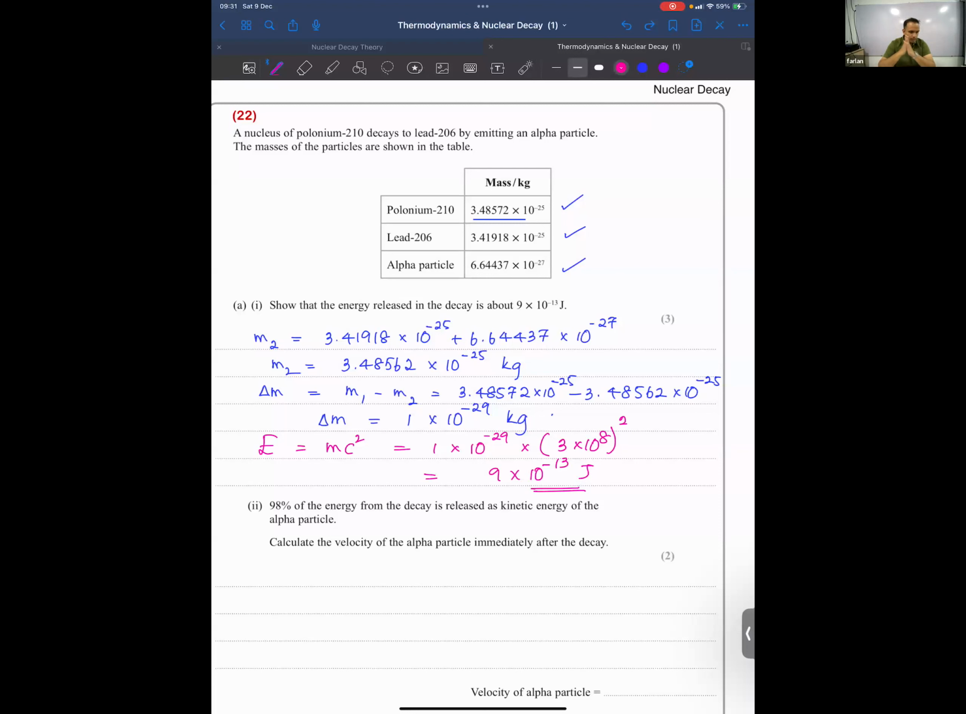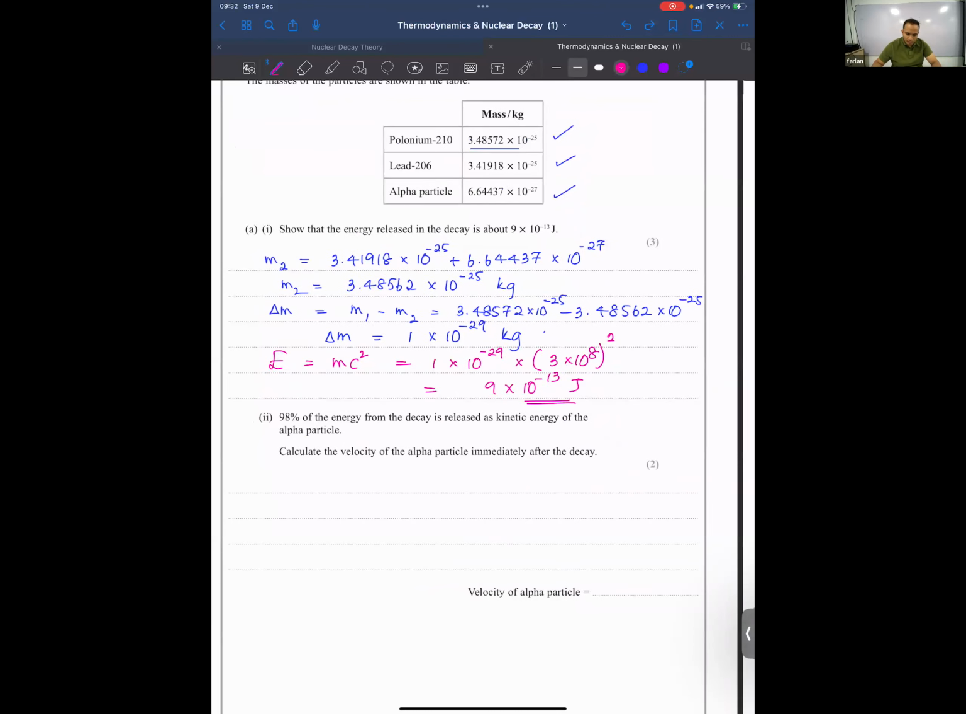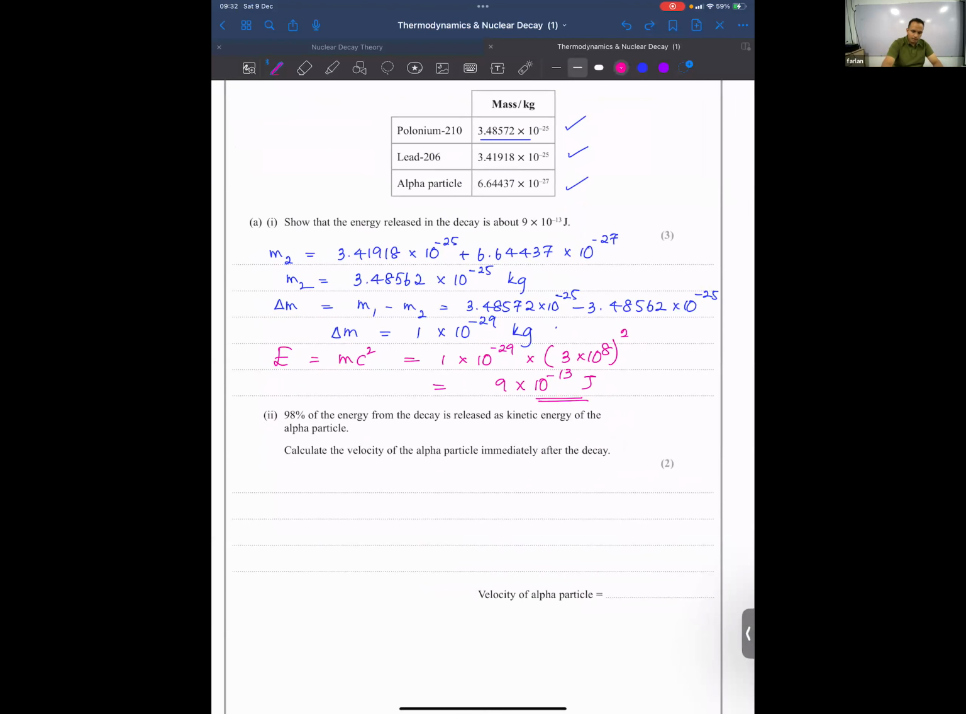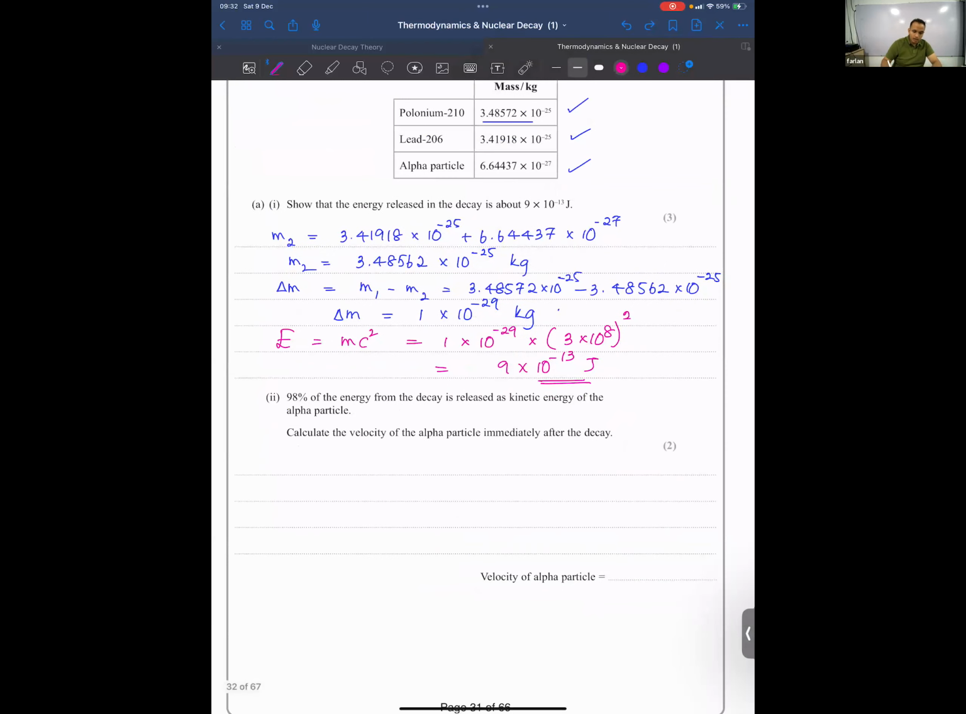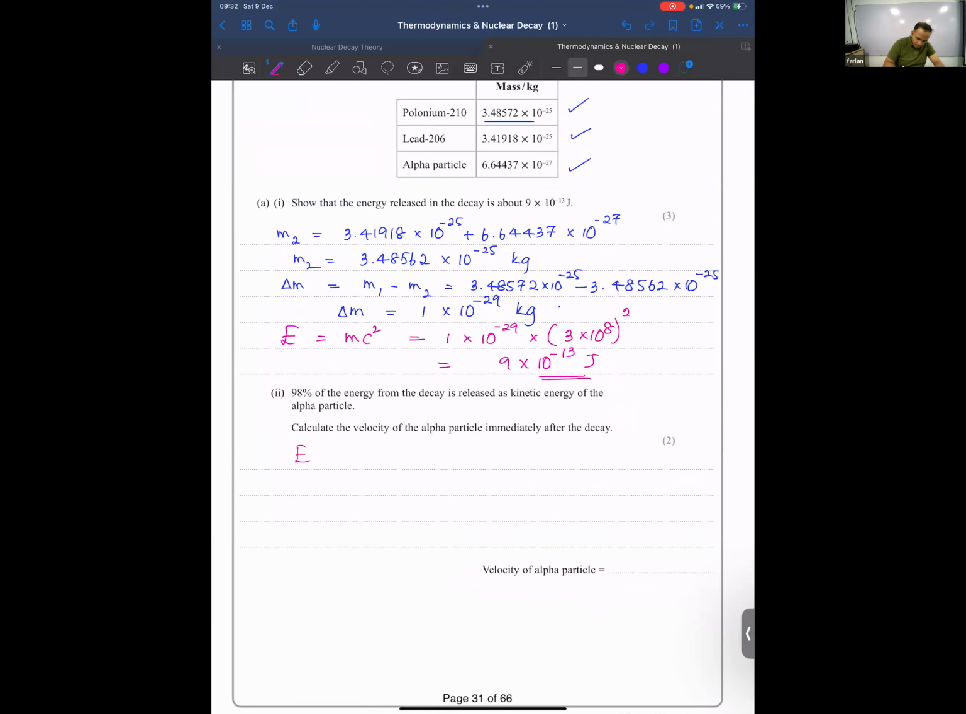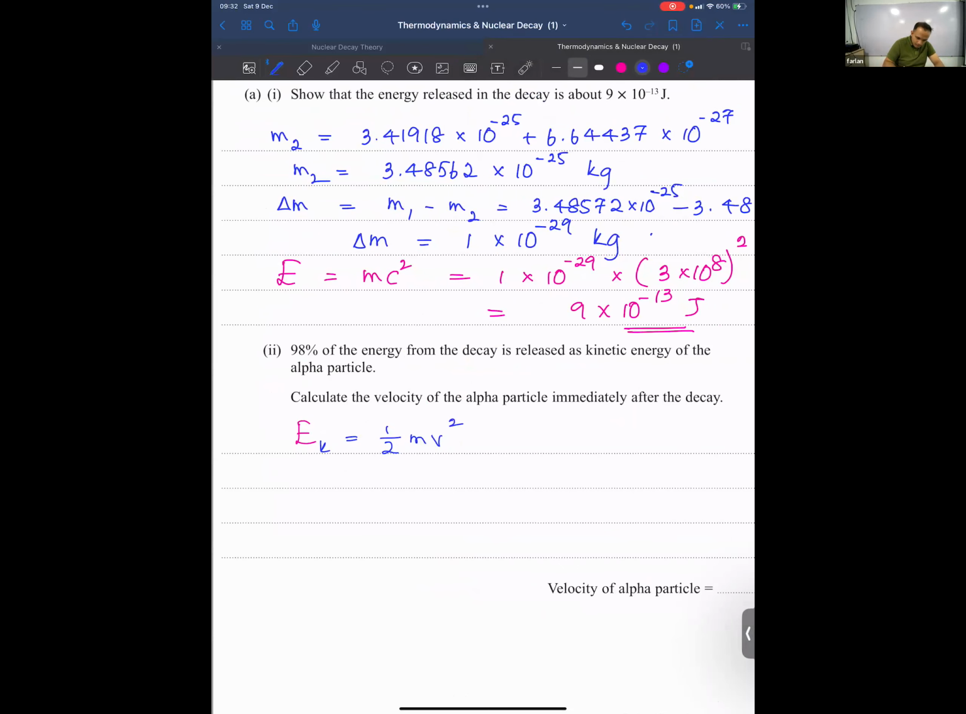Right, there's part 2. 98% of the energy from the decay is released as kinetic energy of the alpha particle. Calculate the velocity of the alpha particle immediately after the decay. So for the alpha particle, kinetic energy is half mv square. The kinetic energy is 98% of the energy released. Energy released is 9 into 10 to the power minus 13, that into 98%.